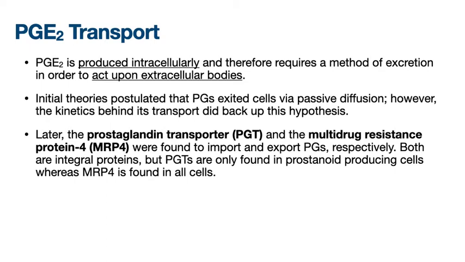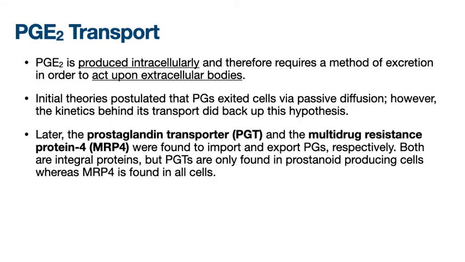And we later found out that prostaglandin transporters and the multi-drug resistant protein 4, PGT and MRP4 respectively, were found to import and export PGs. Both of those proteins are integral proteins, meaning they pass completely across the membrane, which makes sense if it's going to take something inside and move it outside or vice versa. It's important to note that PGTs are only found in prostanoid-producing cells, but MRP4 is found in all cells, which, of course, makes sense, as it is a multi-drug resistant protein.